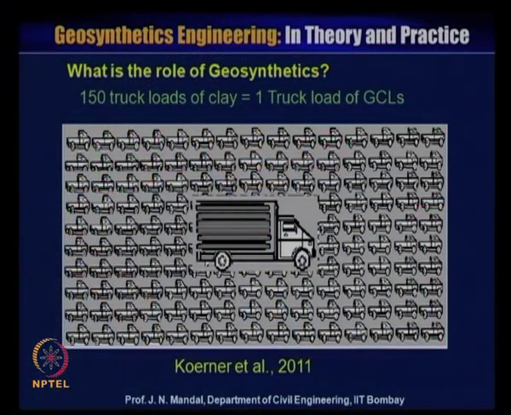I am showing in my next slide that we can adopt geosynthetics, geomembrane or geosynthetic clay liner material for the construction of the landfill. Look at this picture. There are 150 truckloads of clay. You have to bring a huge quantity of clay material to the construction site, spending a lot of money, energy and petrol. As an alternative, we can use only one truckload of geosynthetic clay liner. So, you can see how we can save energy using this geosynthetic material. Koerner, 2011.